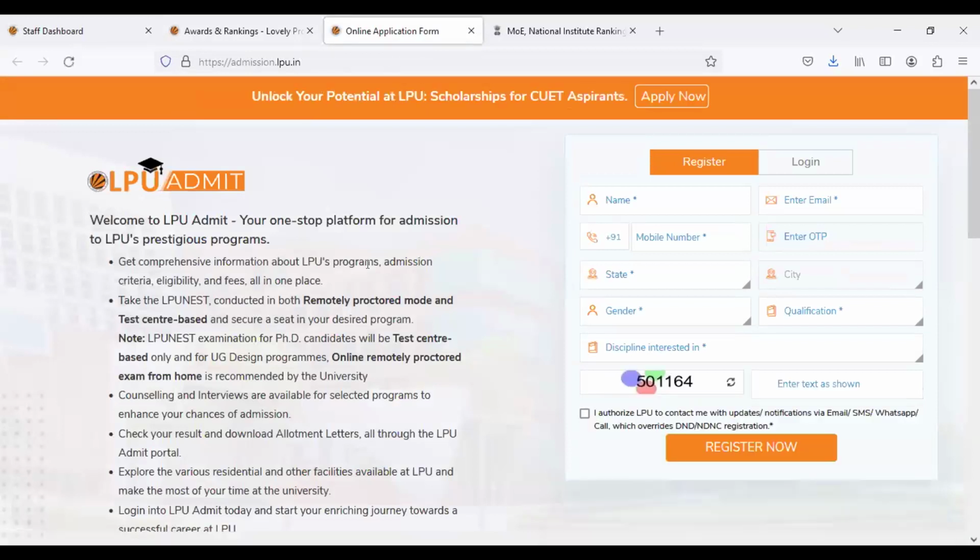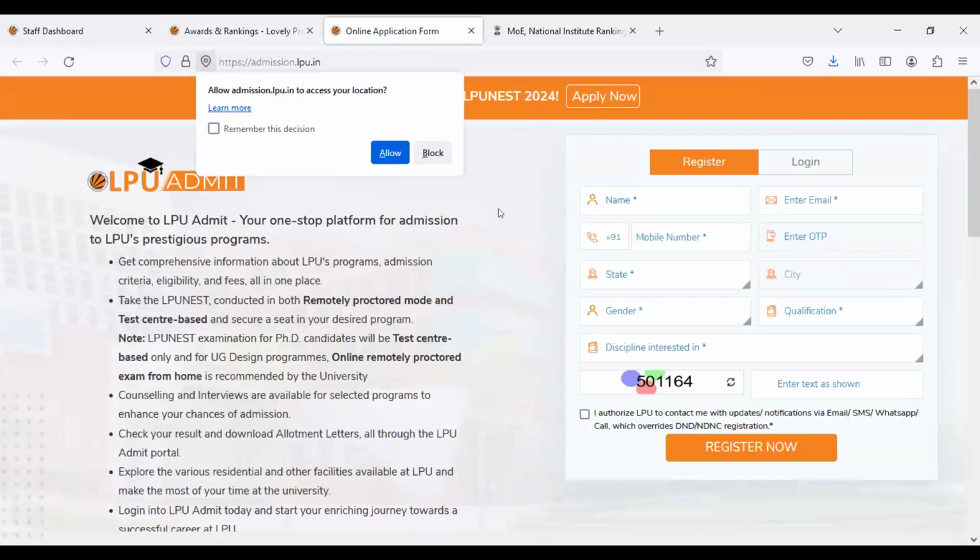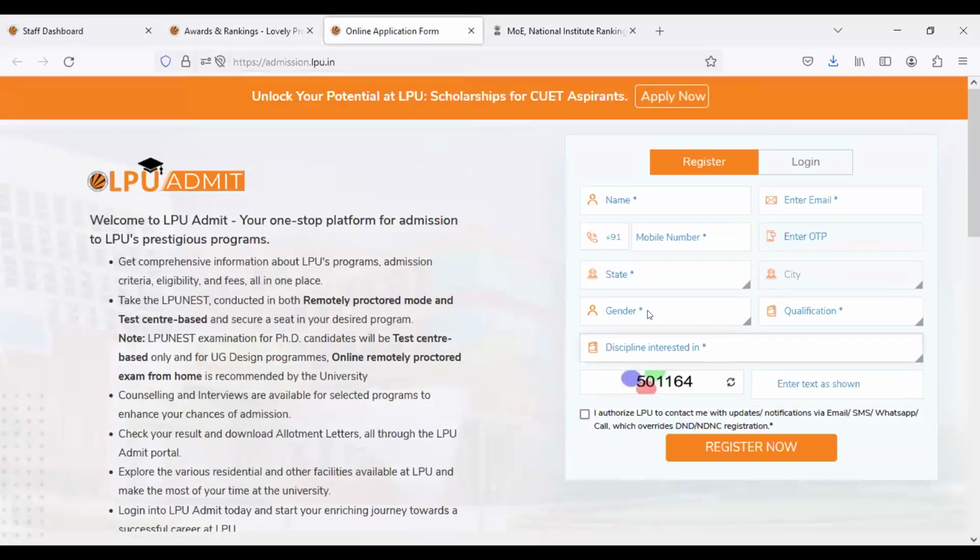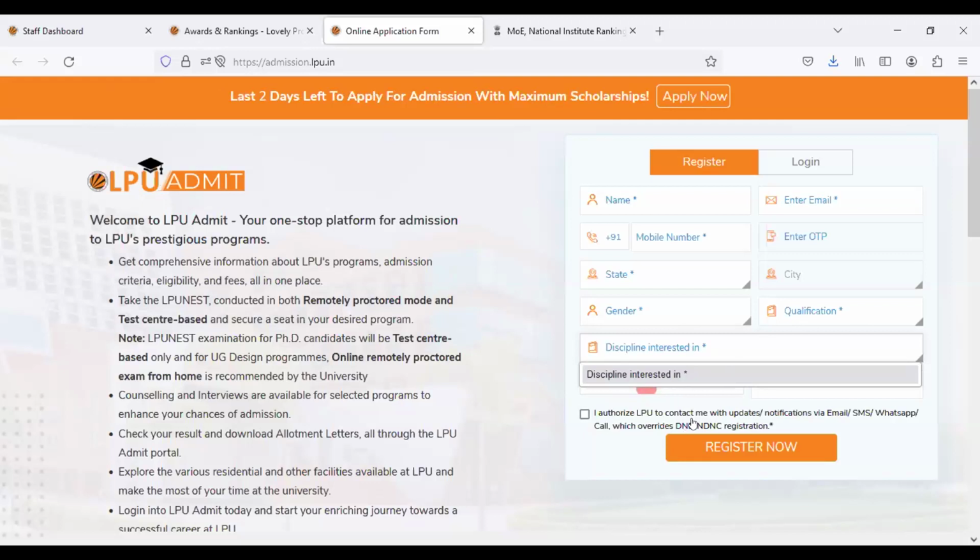And then when you enter the mobile number, an OTP will automatically be sent to your mobile number. Then you have to enter the OTP, then state, city, gender, qualification, and the discipline in which the candidate is interested. Then you can scroll down, and based upon your previous qualification, the programs will open over here. Then select and click on Register Now.